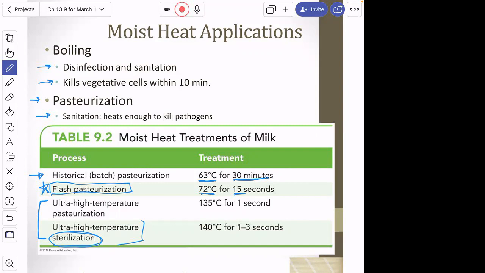According to the CDC, is it safe to drink milk that hasn't been pasteurized? According to the CDC, in the US, yes, it is. So if you live on a farm or whatever and drink milk from the cow, that's generally okay, because we milk very hygienically now, and our cows now are very healthy, right?